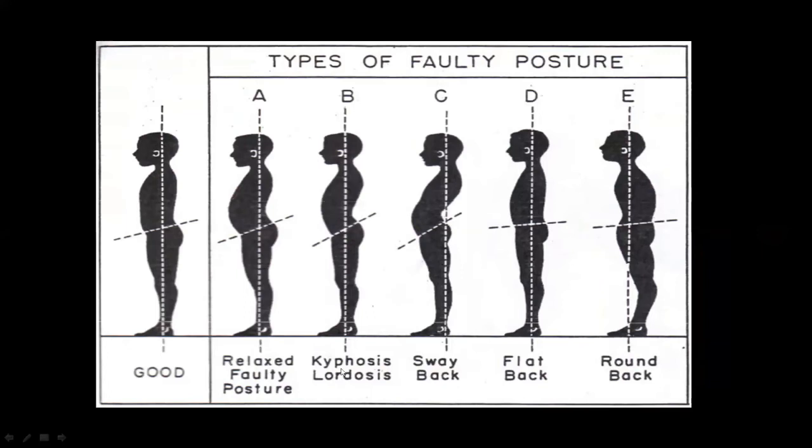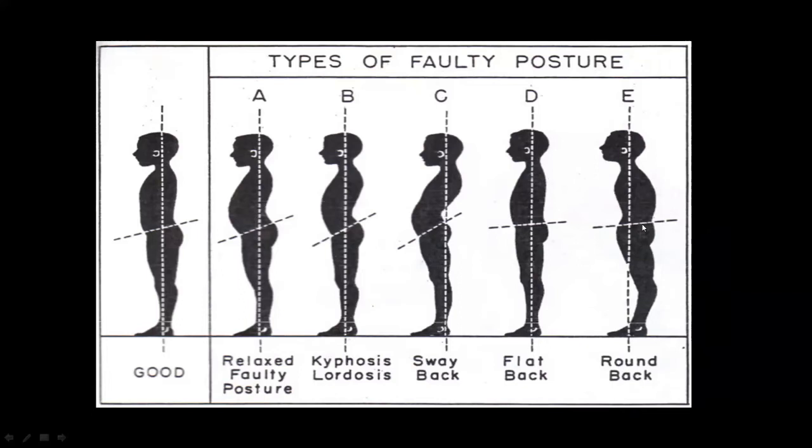Relaxed faulty posture, kyphosis. You can also say kypholordotic posture. This is a sway back posture. Sway back means the entire pelvis is shifted forward, but it is in a mild anterior rotation of the pelvis. This is a flat back posture. In flat back posture, the curve of the lumbar lordosis is decreased, as well as the thoracic kyphosis also decreases.